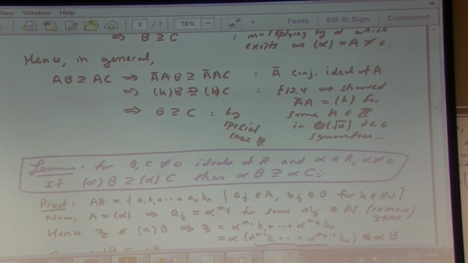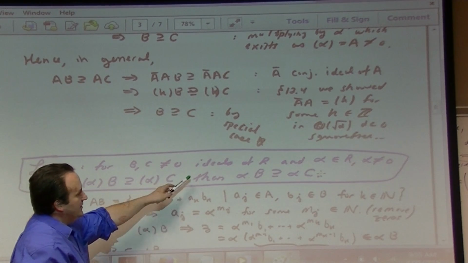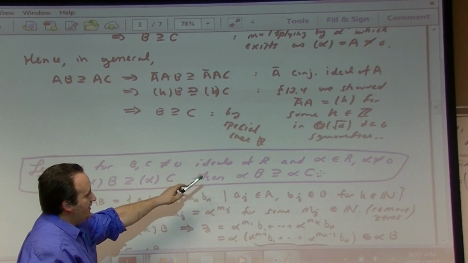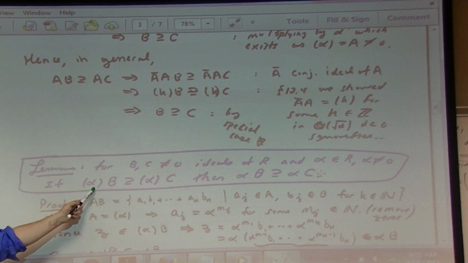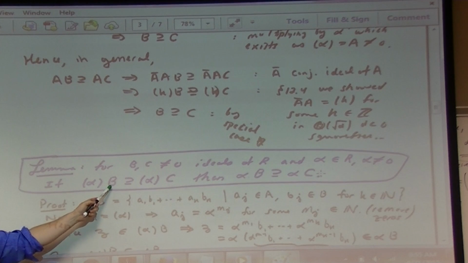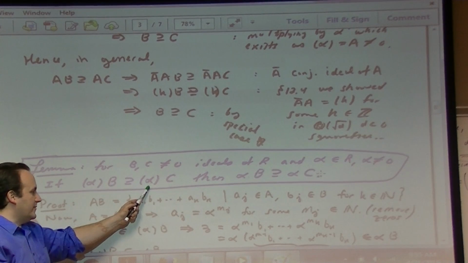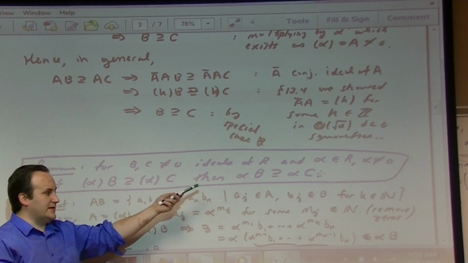So the only thing that's really left to show was that one thing I jumped over with the lemma. And here's the lemma. So for B and C non-zero ideals, and alpha an element of R, non-zero, if the product of the principal ideal generated by alpha times B is contained in the principal ideal generated by alpha times C, then alpha B is contained in alpha C.